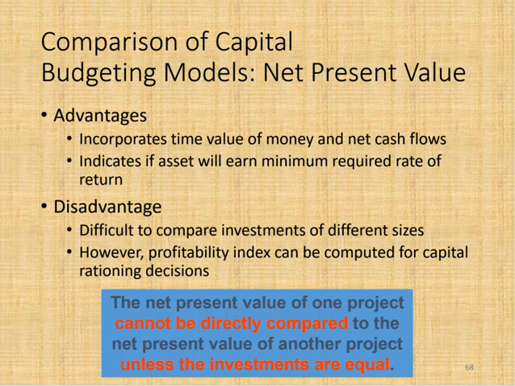If we look at net present value, it has a few advantages, which are that it incorporates the time value of money and net cash flows. It indicates if an asset will earn the minimum required rate of return. But the disadvantages are that it's difficult to compare investments of different sizes, and the profitability index can be computed for capital rationing decisions. As you see here, the net present value of one project cannot be directly compared to the net present value of another project unless the investments are equal.